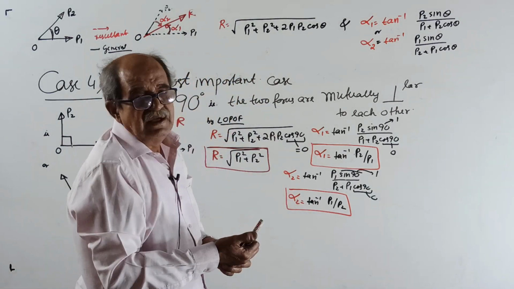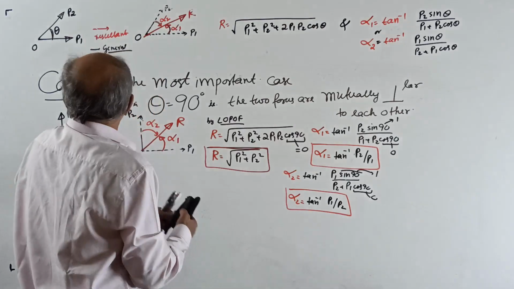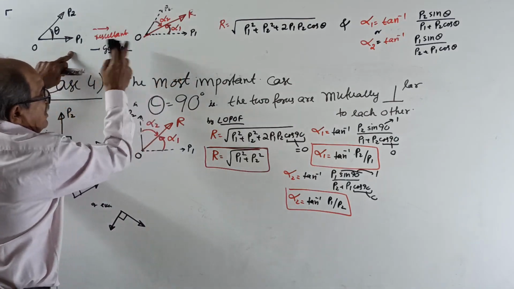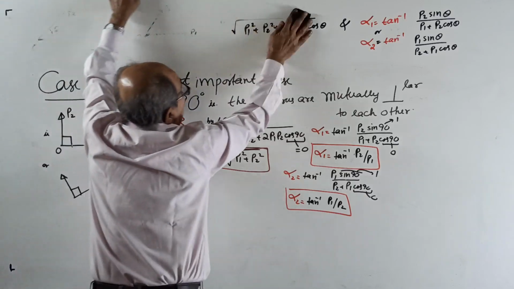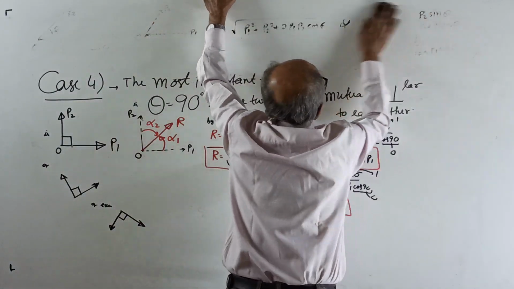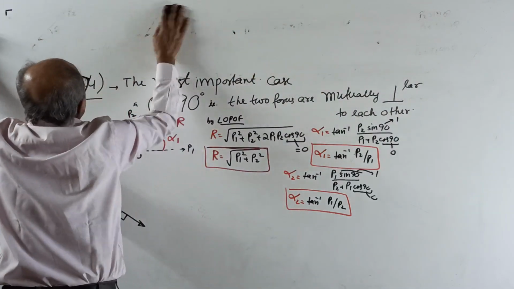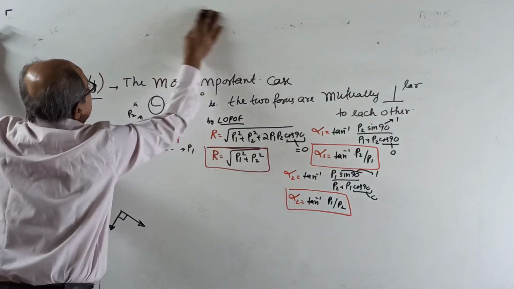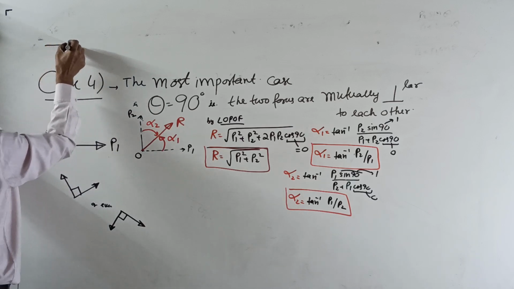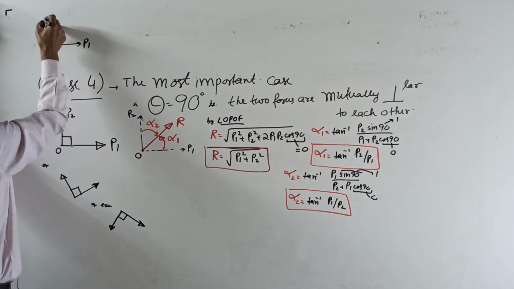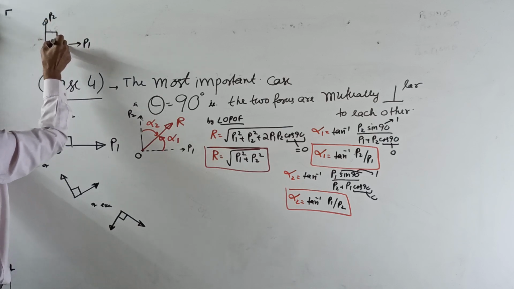Okay, now just to understand: if the two forces are mutually perpendicular to each other, you need not use the law of parallelogram of forces in general. Do one thing. You construct the parallelogram once again. Just to understand, make a note. P1 like this, P2 like this. This angle is 90 degrees.